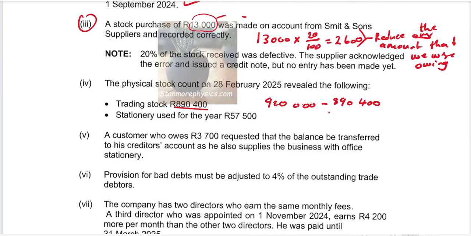890,400, and go and subtract it. Since we have recorded that 920,000 on our answer book, let's go and subtract the difference. 920,000 minus 890,400. It is 29,600. That is the stock that is missing.